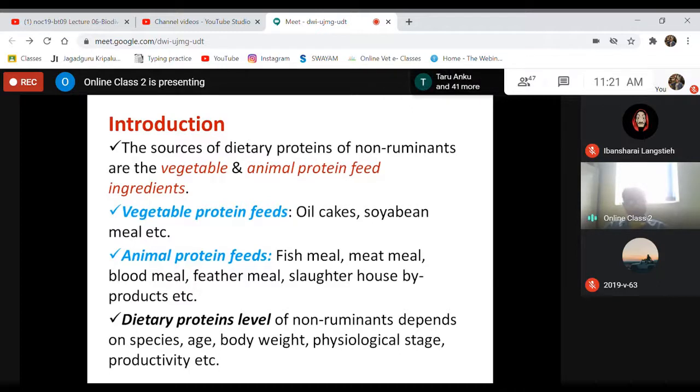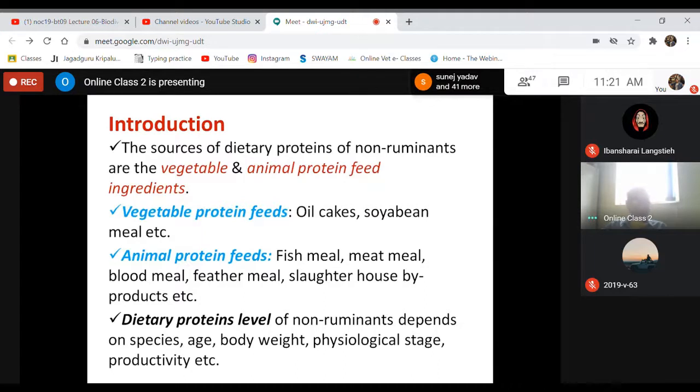All of you know that we provide some ration to the animals, and in that particular ration, there will be different kinds of feedstuff or feed ingredients. Some will provide energy, some will provide protein, some will provide vitamins, minerals like that. So mainly the vegetable and animal protein feed ingredients provide protein to the animals, and to the non-ruminant animals also.